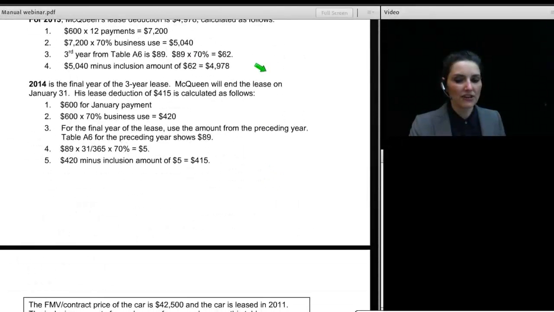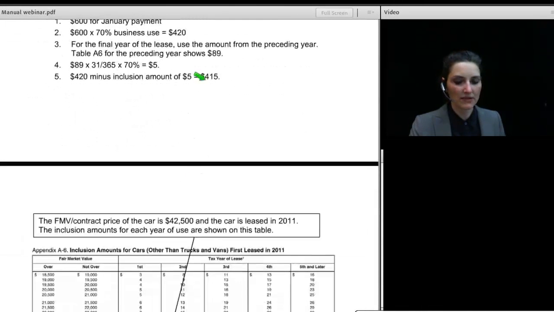In the third year, after inclusion, we have a deduction of $49.78, and in the fourth and final year, when the lease term ends, we have a deduction of $415 rather than the $420 that you get by multiplying the business use percentage by the lease payments.